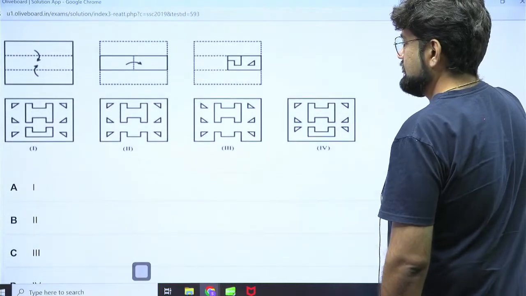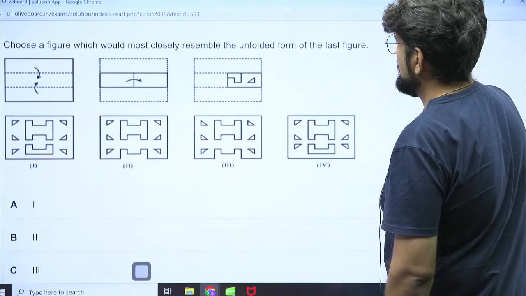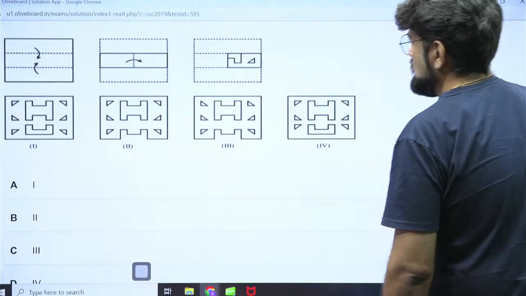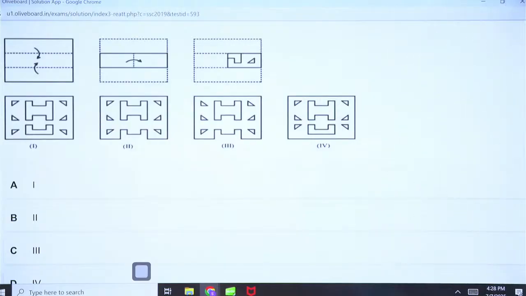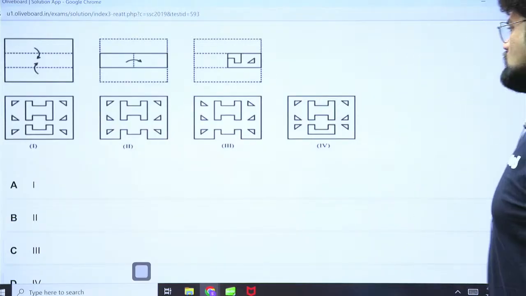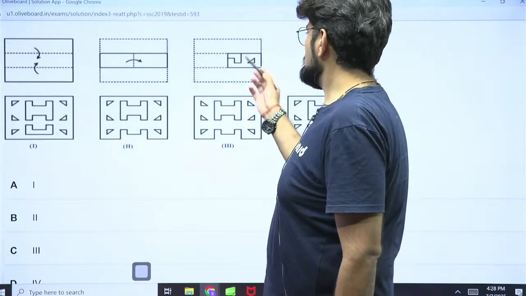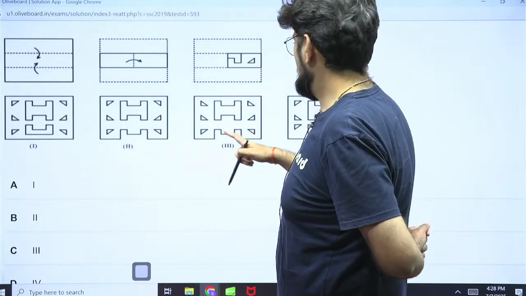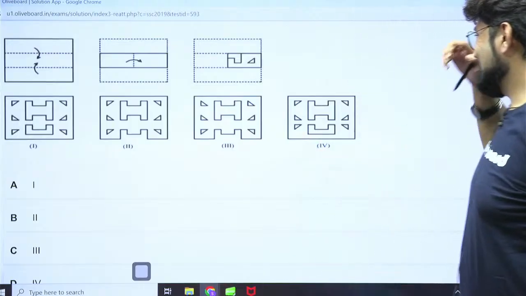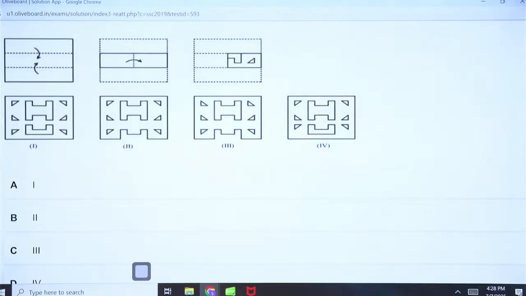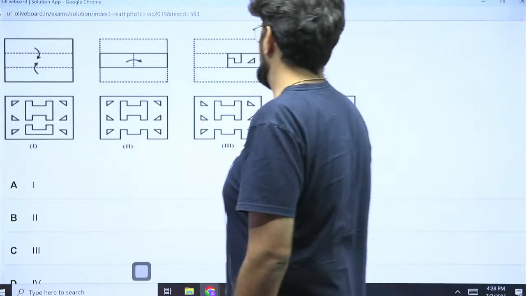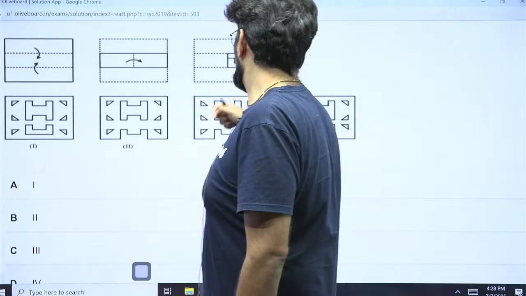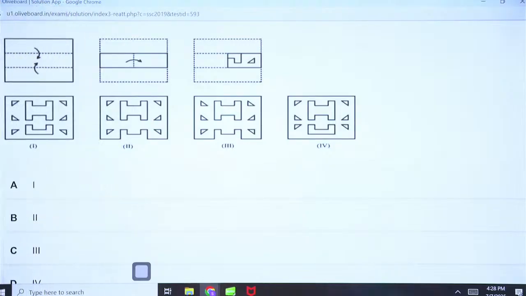Paper cutting and folding. So this will open up like this, the triangle will go there. Okay. Then this will open up partially downwards. So I think 2 and 3 will be rejected. Why? Because there cannot be a cut now, right? Or can there be?